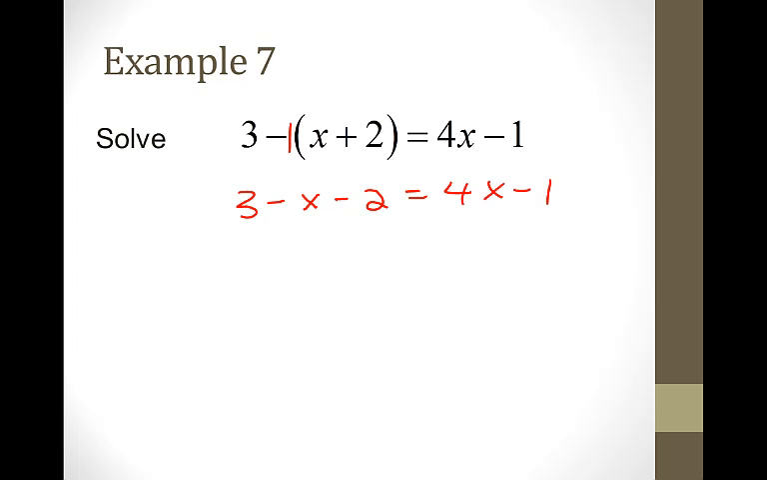We have a couple options here. I generally recommend that you try to clean up what's on the individual sides before moving left and right. You don't have to. It just seems to cut down on some errors. So I can combine this 3 and the minus 2 to get 1. So I'm going to have negative x plus 1 equals 4x minus 1.